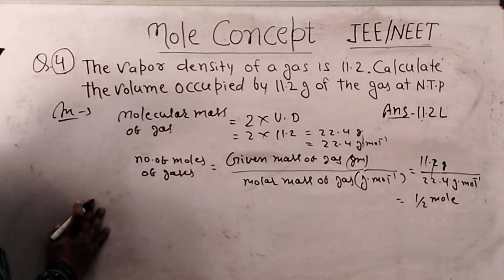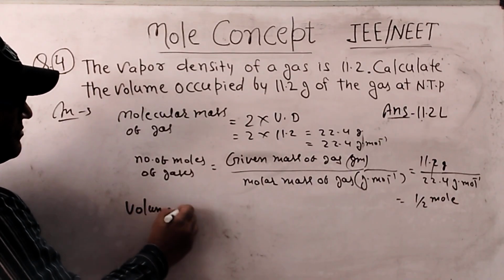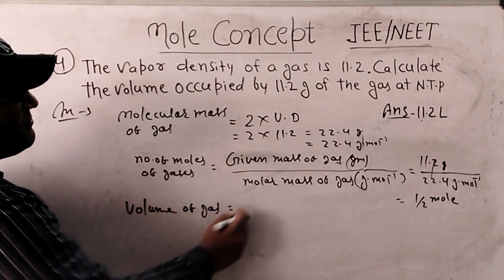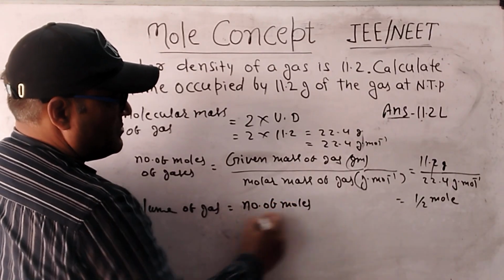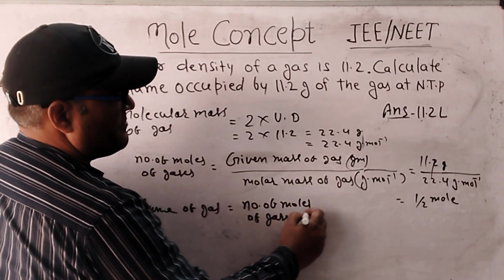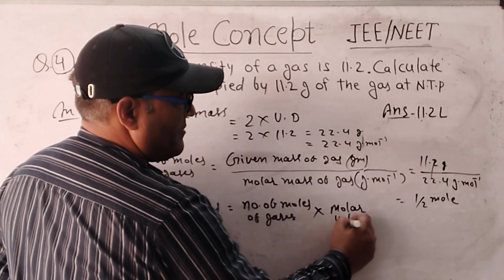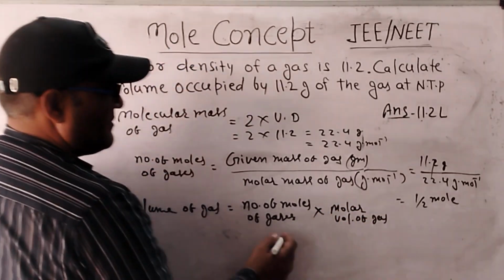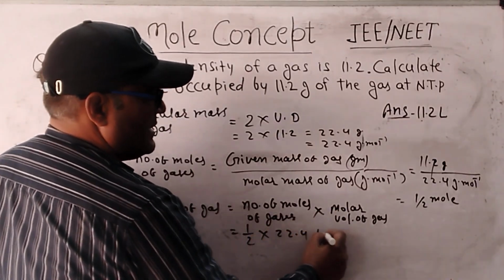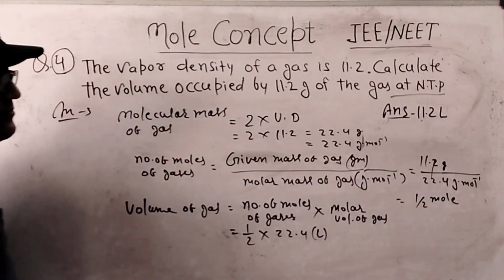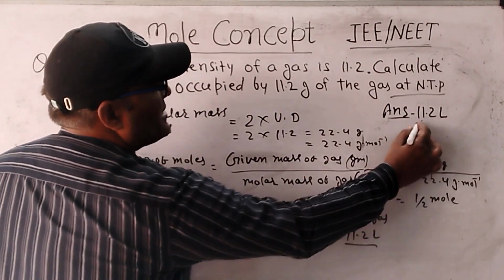Now we can calculate here the total volume occupied. So volume of gas is equal to number of moles of gases multiplied by molar volume of gas. Number of moles is half and molar volume is 22.4 liter at NTP. So after calculation, 11.2 liter is the answer. You can take a screenshot.